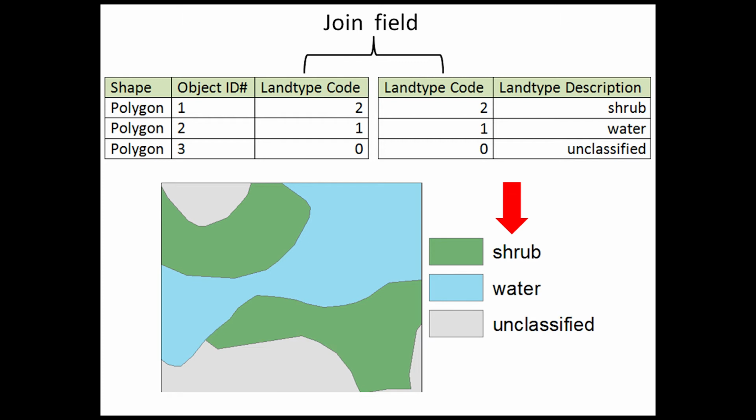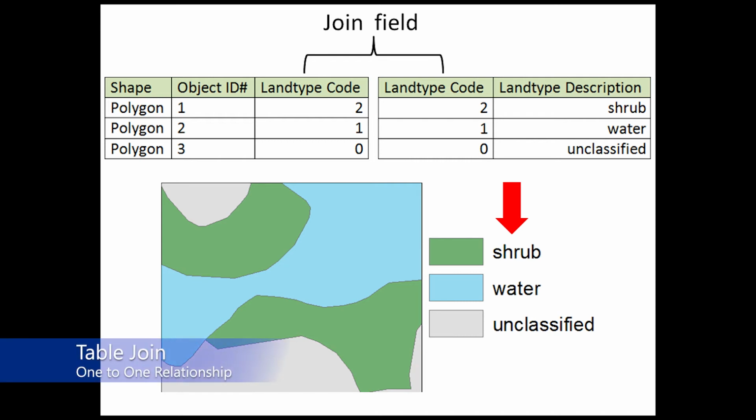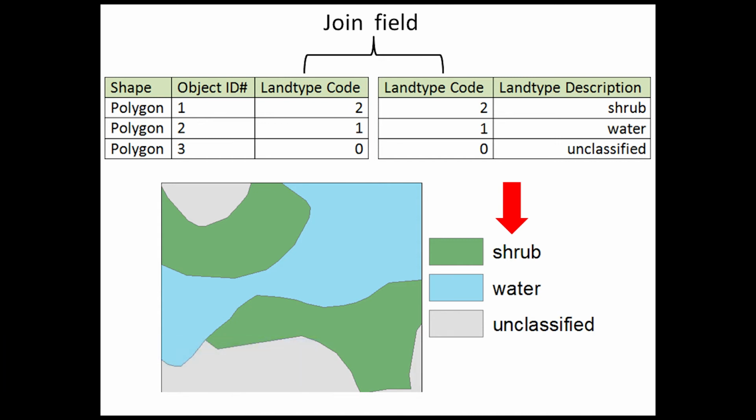Once the two tables are joined, a new combined table is created that contains the attribute fields or columns from both tables. In ArcGIS Pro, table joins are known as what is a one-to-one relationship, where there is one corresponding record in each table. And in just a moment, in the hands-on portion of this GIS software tutorial, I'll show you how to do a table join.